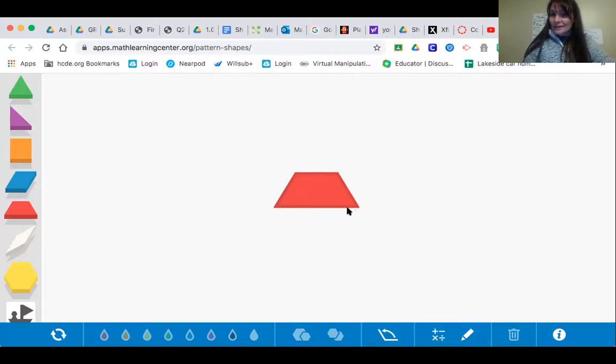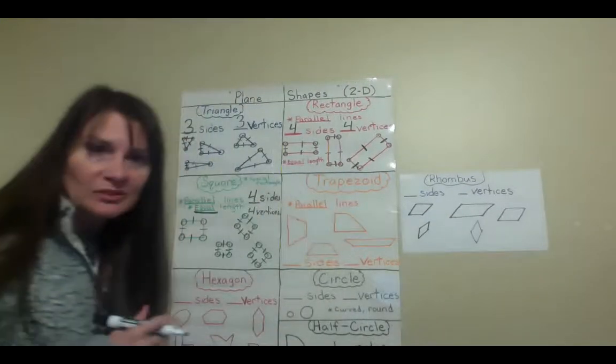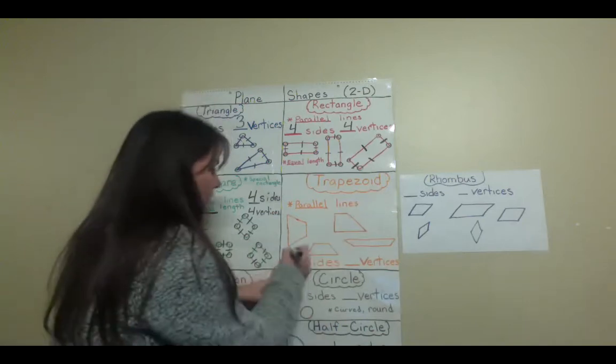I also notice that this has 1 set of parallel lines. It has a set here because they run side by side. I can highlight it and see that this one and this one are both parallel because they will never touch each other. They're running side by side. Let's look a little closer at a trapezoid. So a trapezoid, like we learned, has 4 sides.